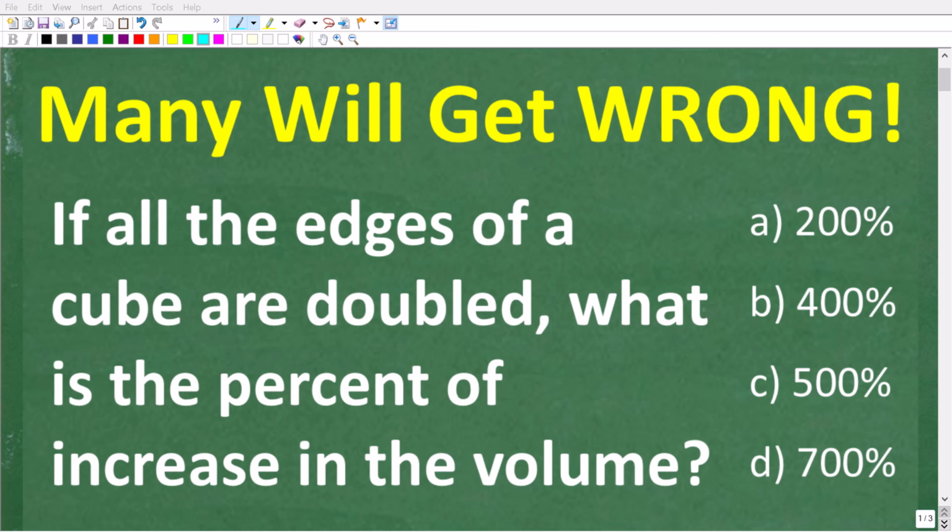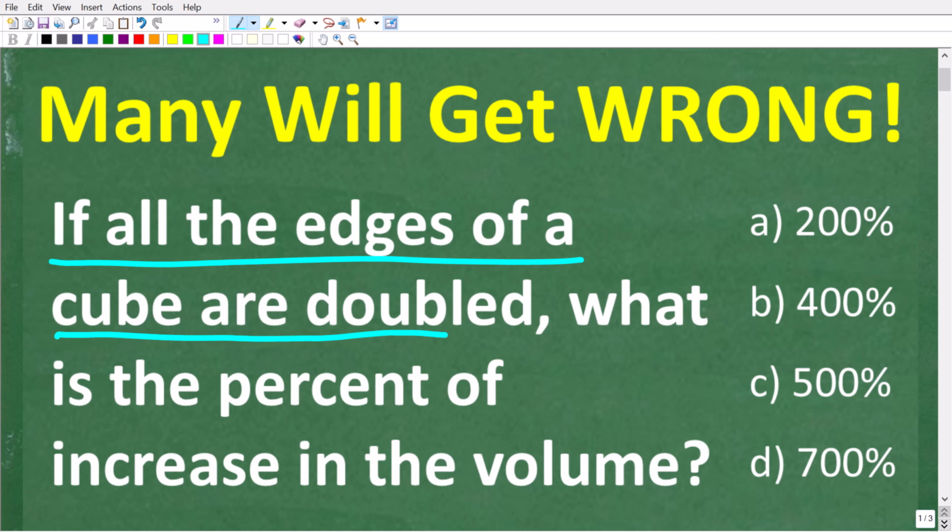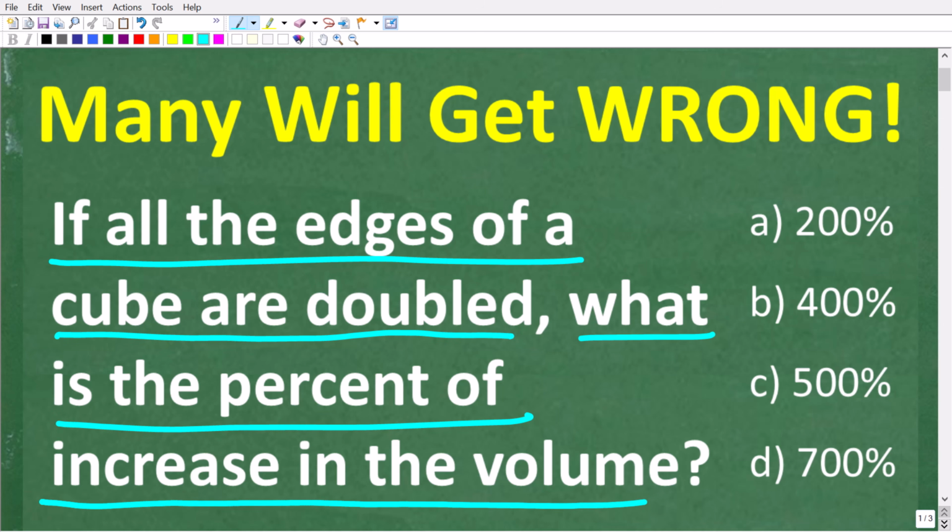Anyone that really learned middle school and high school math should be able to easily answer this question. Let's take a look at the problem. If all the edges of a cube are doubled, what is the percent of increase in the volume?